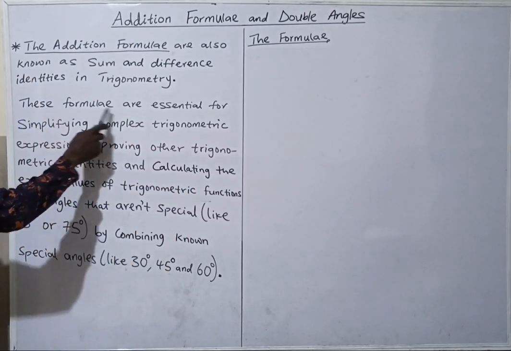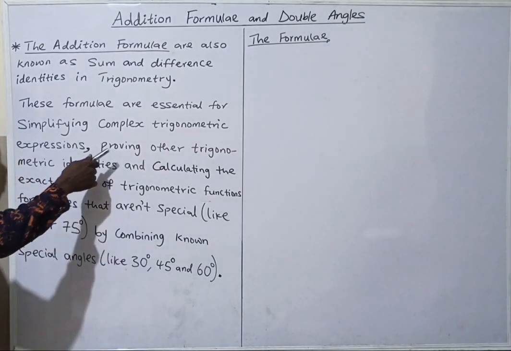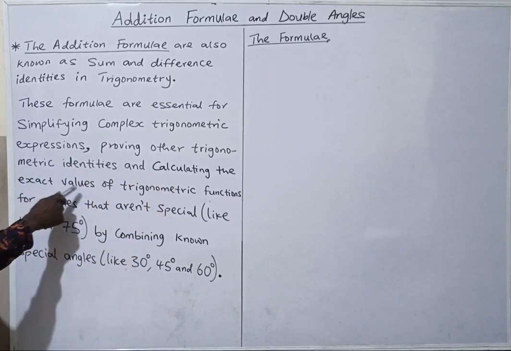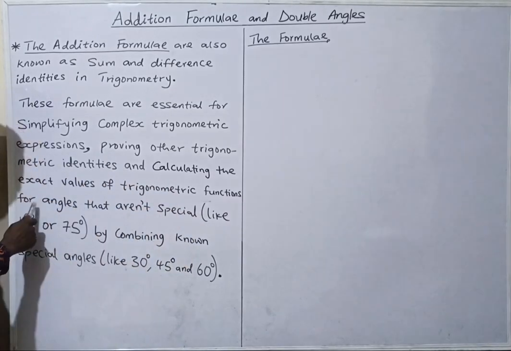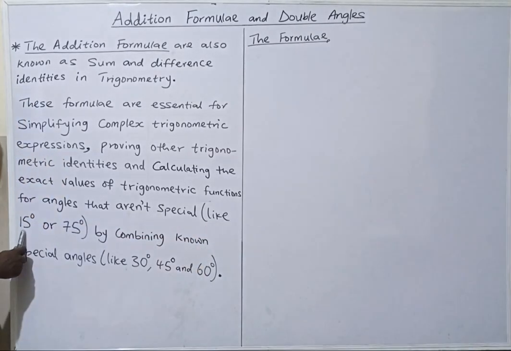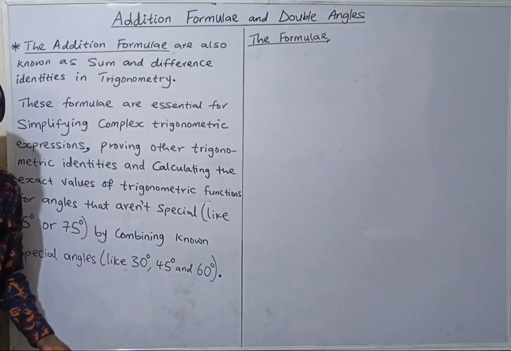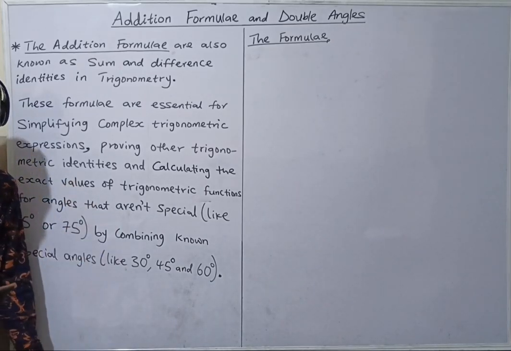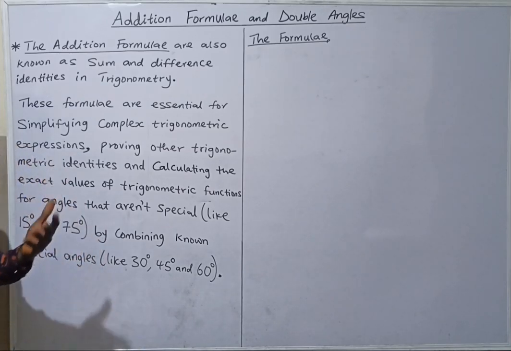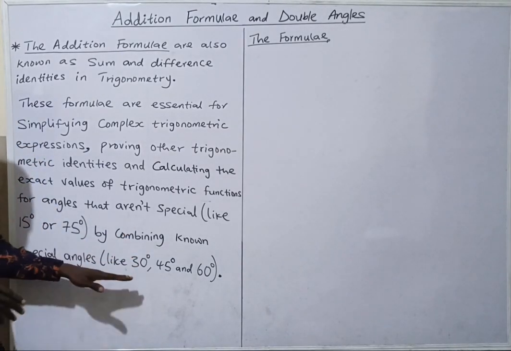These formulae are essential for simplifying complex trigonometric expressions, proving other trigonometric identities, and calculating the exact values of trigonometric functions for angles that aren't special, like 15 degrees or 75 degrees. These angles are not special angles. 15 degrees is not a special angle. 75 degrees is not a special angle. 105 degrees is not a special angle. 135 degrees is not a special angle. Though they follow the pattern of special angles.